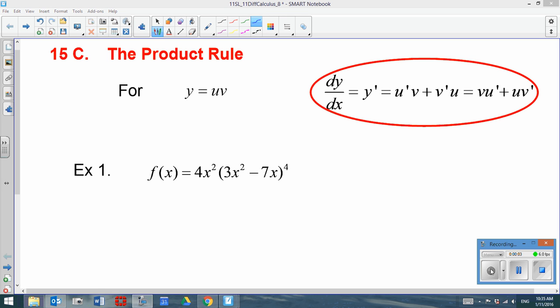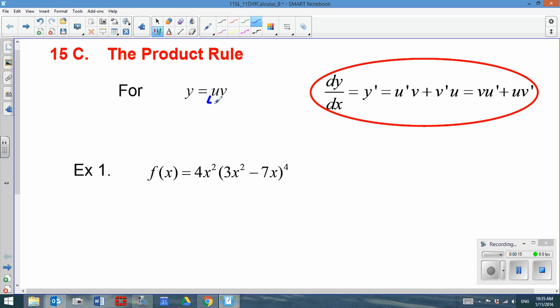Hi, Ivy. We're going to go into 15C, which is the product rule, and we are starting to deal with how to take the derivative of more complex functions, specifically when you identify your function as a product of two other functions. So we are going to use blue to show our U function and green to show our V, our second function. So first we need to make sure we identify our function as a product.